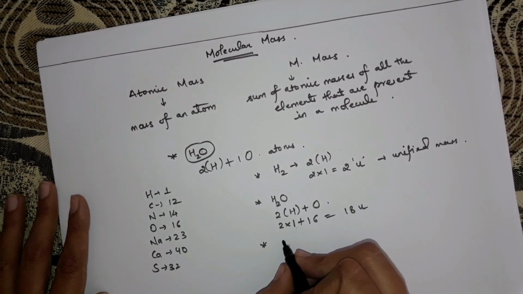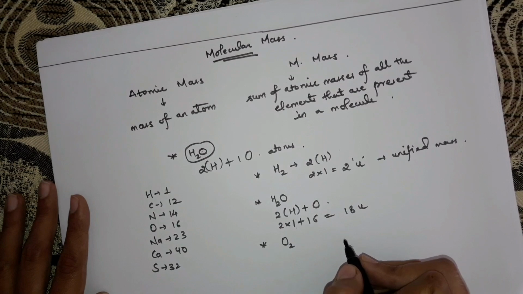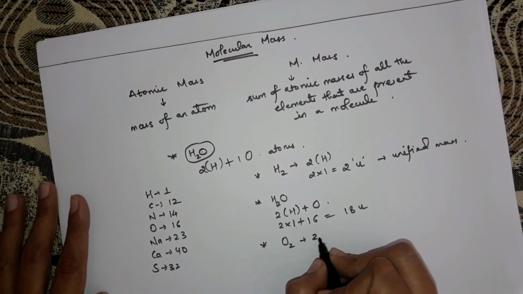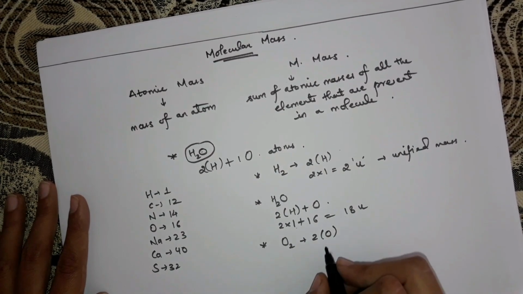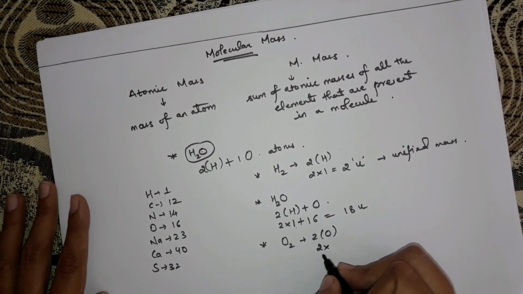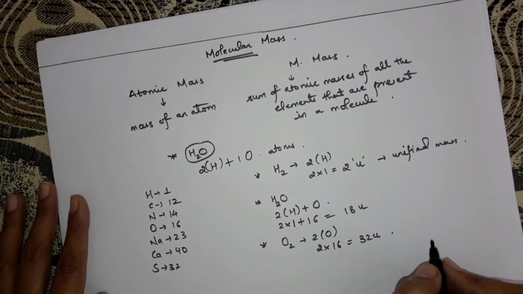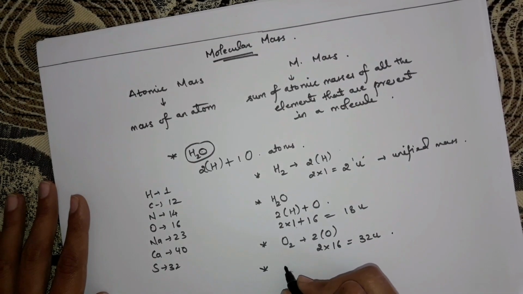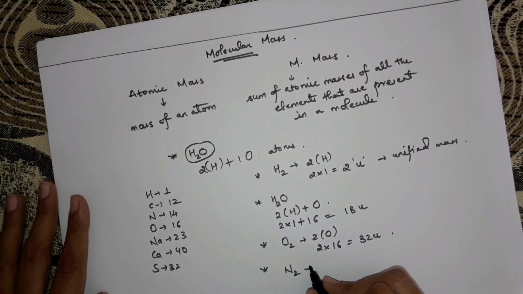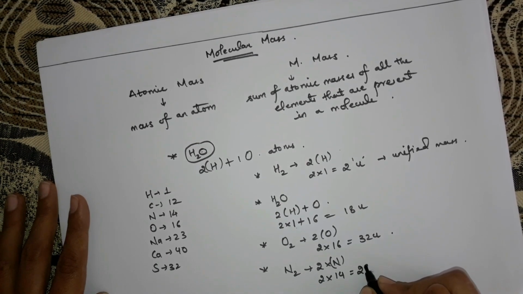Now if we suppose the O2 molecule, again similar to H2, this has 2 atoms of oxygen. This would again be equal to 2 into 16, and this is 32 U. Let us see one more molecule, say nitrogen, N2. This has 2 into N of the nitrogen. So this will be equal to 2 into 14, and this is 28 U.